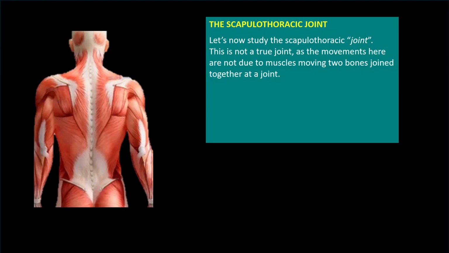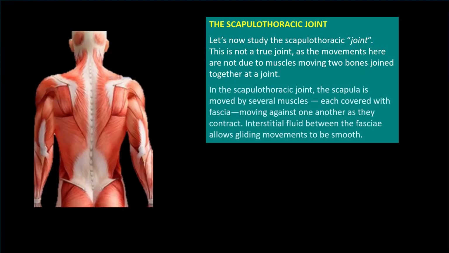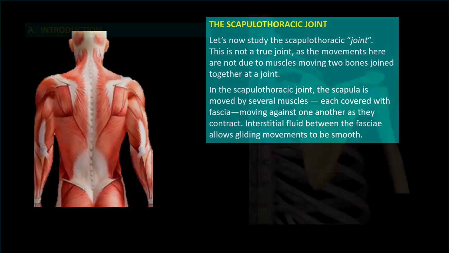Let's now study the scapulothoracic joint. This is not a true joint, as the movements here are not due to muscles moving two bones joined together at a joint. In the scapulothoracic joint, the scapula is moved by several muscles, each covered with fascia, moving against one another as they contract. Interstitial fluid between the fasciae allows gliding movements to be smooth.